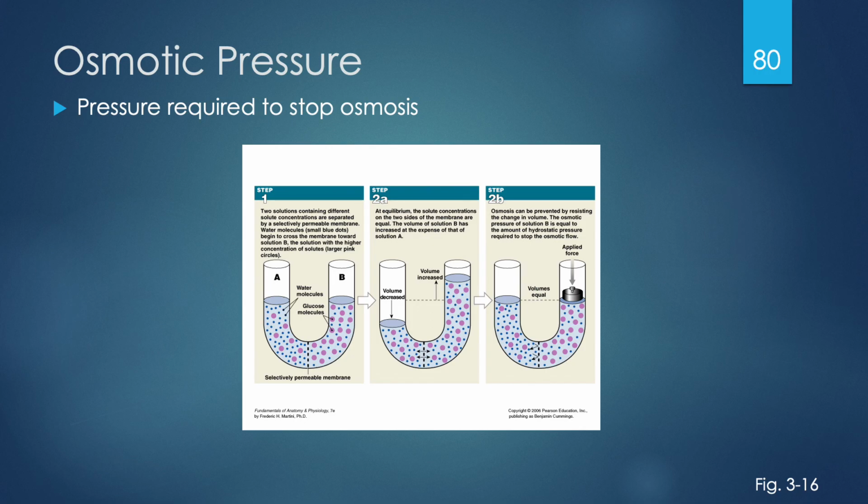So you can see in step 2B, they put a little stopper on the top of column B, and because that column can't allow the fluid to rise anymore, the water is not going to be able to go over anywhere because there's literally no space.